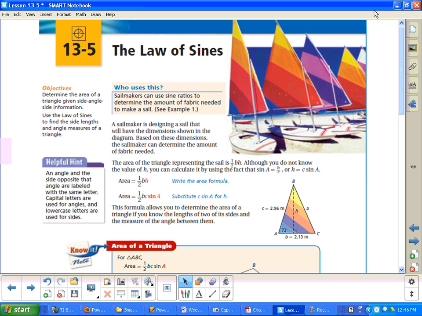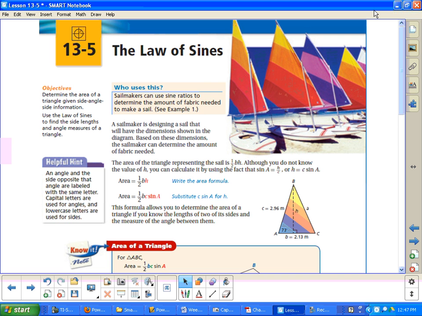Okay, so the law of sines. What we're going to be doing today, tomorrow, and continuing probably until Thursday a little bit, is working with triangles that are not right triangles. In the first 4 lessons, we basically focused on right triangles, and in the next 2, we're going to focus on triangles that are not right triangles.